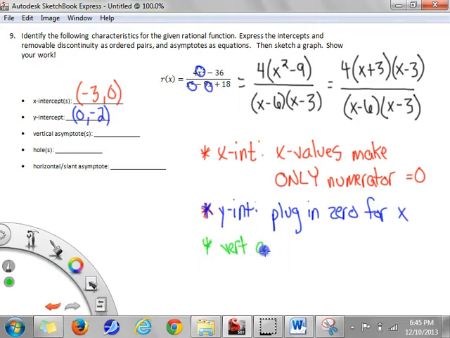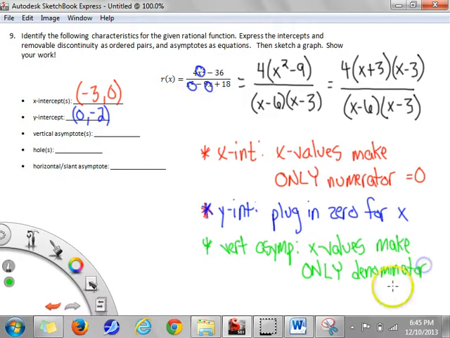Vertical asymptotes. Those are the x values that make only the denominator equal 0. So in this case, it would be positive 6. And vertical asymptotes are lines, they're not points. So instead of showing it as an ordered pair, we show it as a mini equation. X equals positive 6.